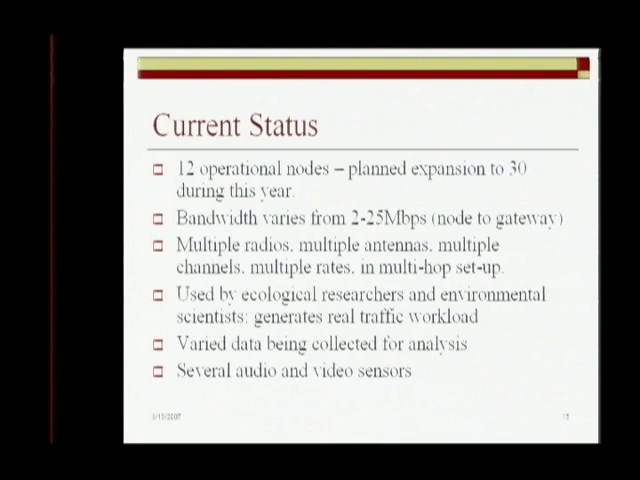So the status is as follows. We have 12 operational nodes right now, and we have planned expansion to 30 nodes hopefully by the end of this year. For us, when you go outdoor, the scale is actually one at a time. You cannot replicate like from 4 to 8 or something, and I'll show you also why. I'll show you some actual measurements. The bandwidth varies from 2 to 25 Mbps, which is pretty good. When we go to 4 hops, the bandwidth drops to about 2 Mbps.